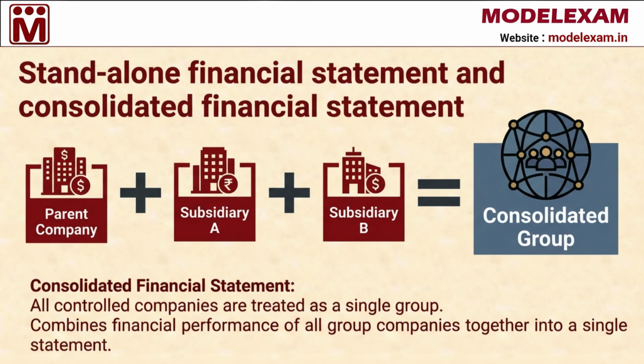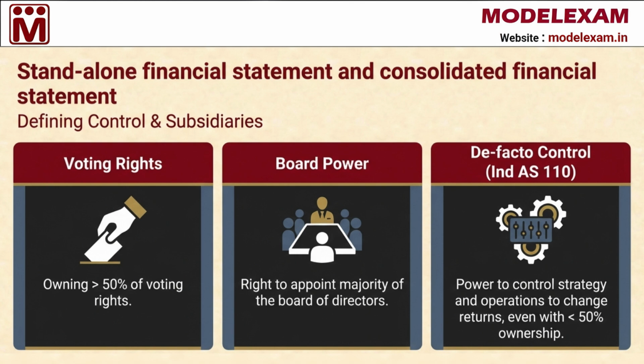In this statement, we add everything up. We take the parent company plus subsidiary A plus subsidiary B and treat them all as a single consolidated group. It combines the financial performance of all the group companies together into a single statement, giving you the true picture of the total business. But how do we define control? When does a company become a subsidiary?